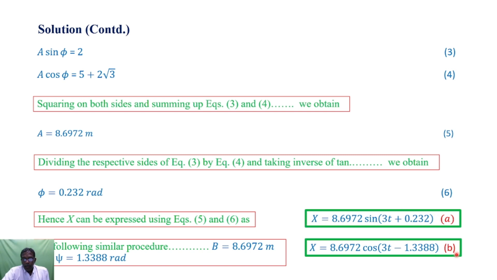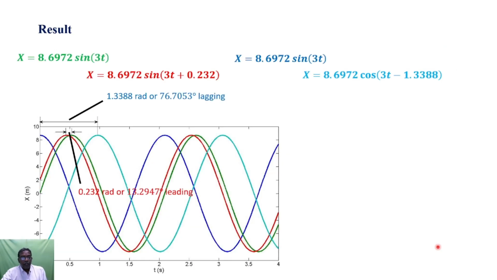Problem B can also be solved in a similar manner by following a similar procedure. I can obtain the constant B, which is equal to 8.6972 meter, and the phase angle psi, 1.3388 radian. The solution is given here as equation B. So equations A and B are the required solutions for the given problem. The solutions A and B can also be plotted in the time displacement diagram as shown here.